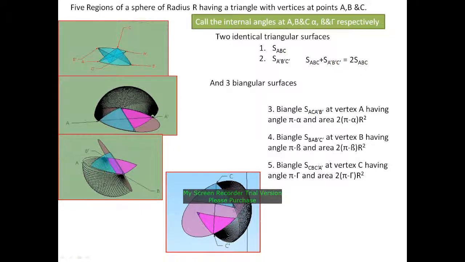And then 5, the biangle at C, SCB, C prime, A prime, at vertex C, having an angle pi minus gamma and an area of 2 times pi minus gamma times r squared. So basically, every spherical triangle ends up having a partition of the entire surface of the sphere into these 5 kinds of regions. And from that, you can generate a simple equation.